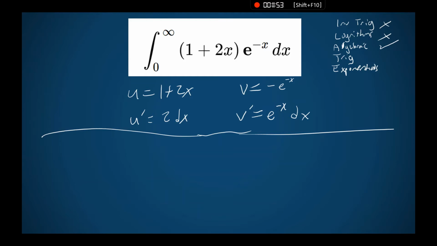Trig is the second lowest priority because they don't cancel out either. If you derive sine, you get cosine. If you derive cosine, you get negative sine. If you derive negative sine, you get negative cosine. If you derive negative cosine, you get sine. So I'm stuck in an infinite loop with trigonometric functions and exponentials. It's a little bit rarer to see these two as u.